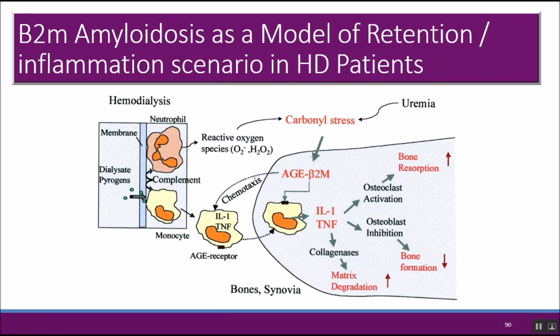An example is beta-2 microglobulin amyloidosis as a model of retention inflammation. In hemodialysis, we have a retention molecule, beta-2 microglobulin.